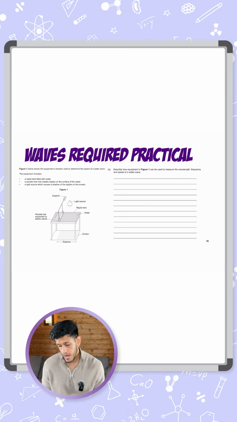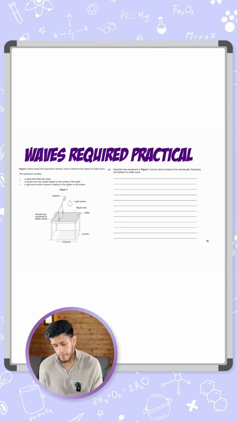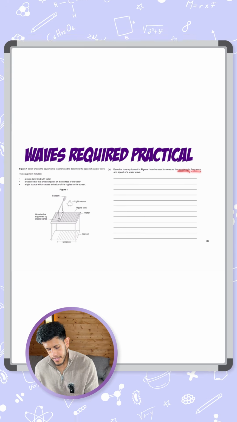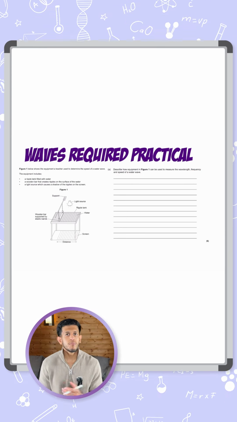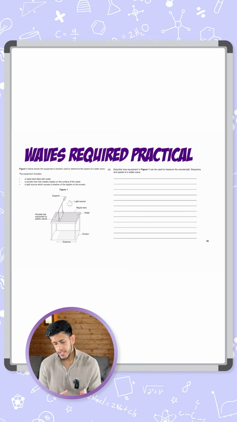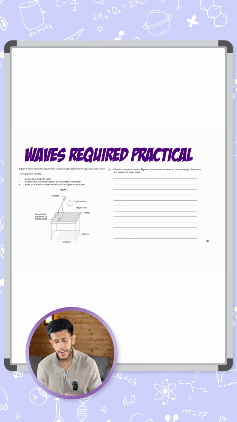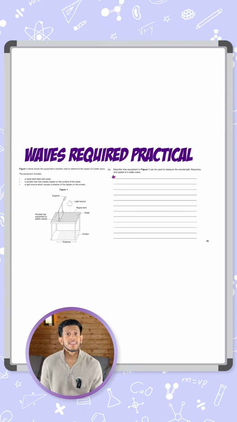Cool, so now it says describe how the equipment in figure 1 can be used to measure the wavelength, frequency, and speed of a water wave, and it's for 6 marks. So basically 2 marks for wavelength, 2 marks for frequency, and 2 marks for speed. So we need to define how we're going to calculate each of those. So let's start with wavelength.